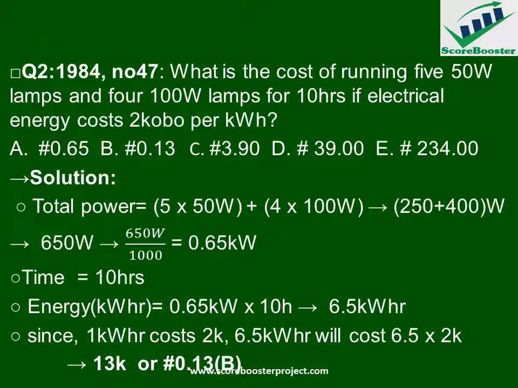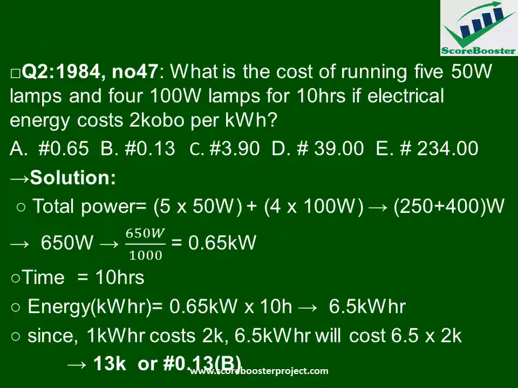Now, having got the power, we need to consider the time. From the question, we are given the time to be 10 hours. Then energy in kilowatt hour will therefore be power times time, which will give us 0.65 kilowatt times 10 hours. So that will give us 6.5 kilowatt hour.